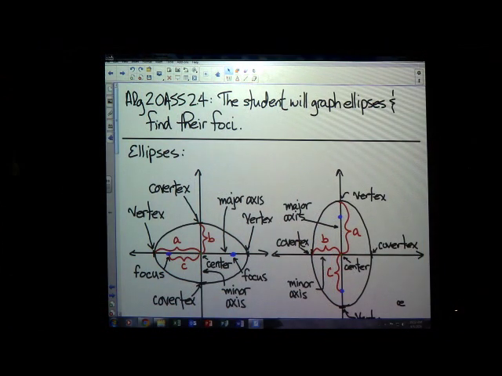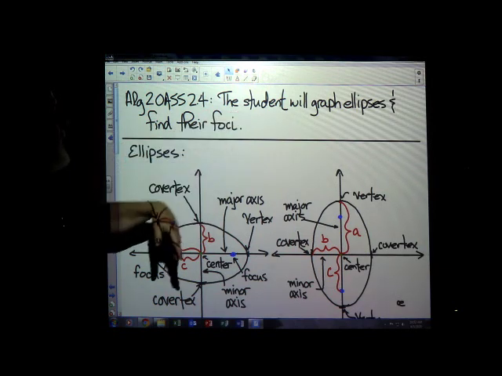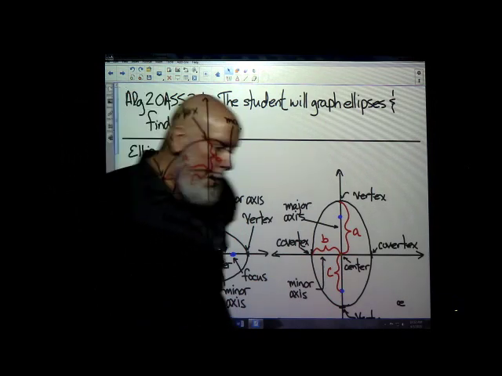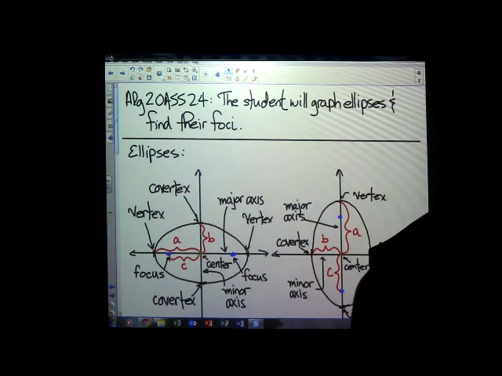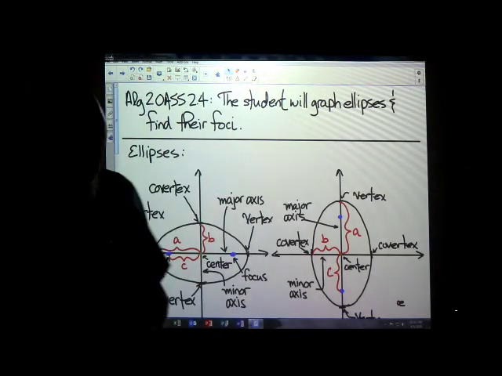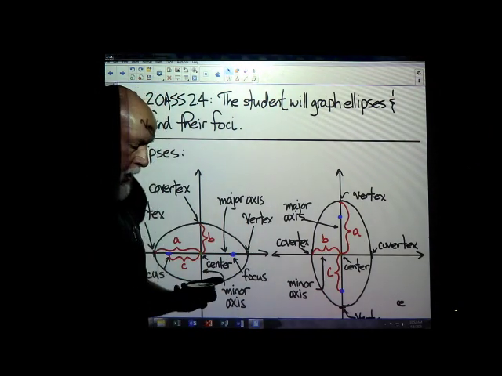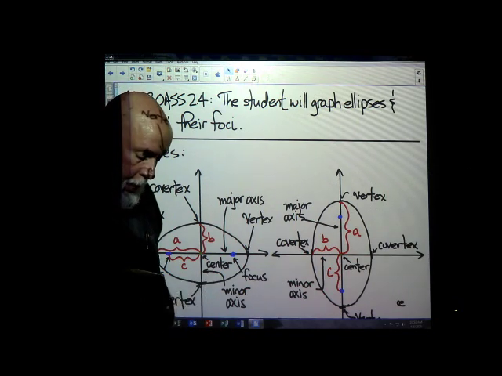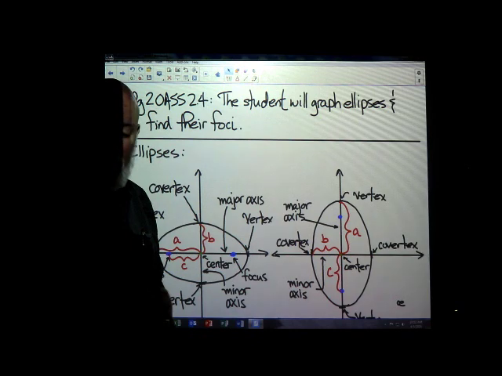All right, this is ellipses. We're going to graph ellipses. It says and find their foci, but we're going to ignore the foci today because of the limited time we have, because of COVID-19 shutting down the schools statewide and whatnot. We don't have as much time as we would like to spend on all this stuff.